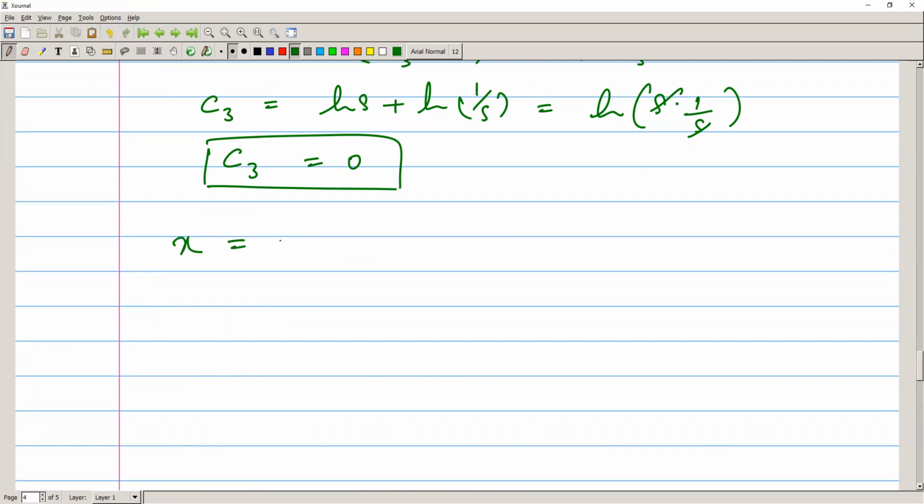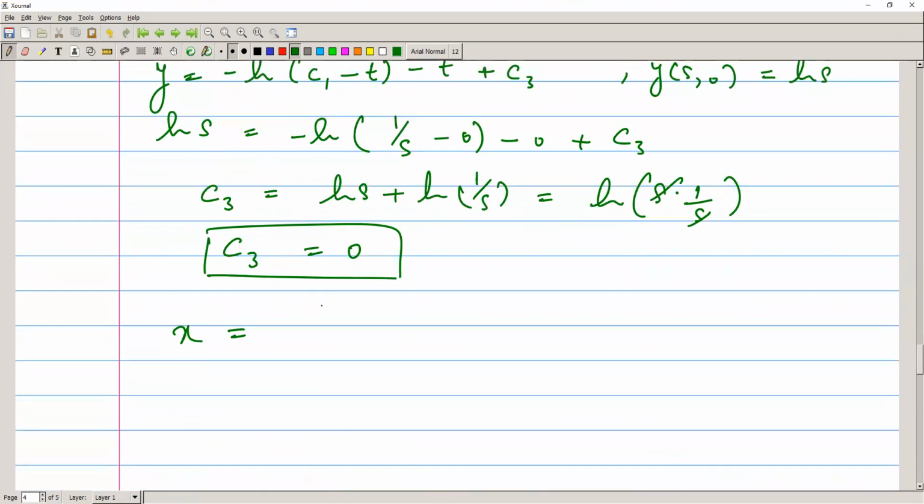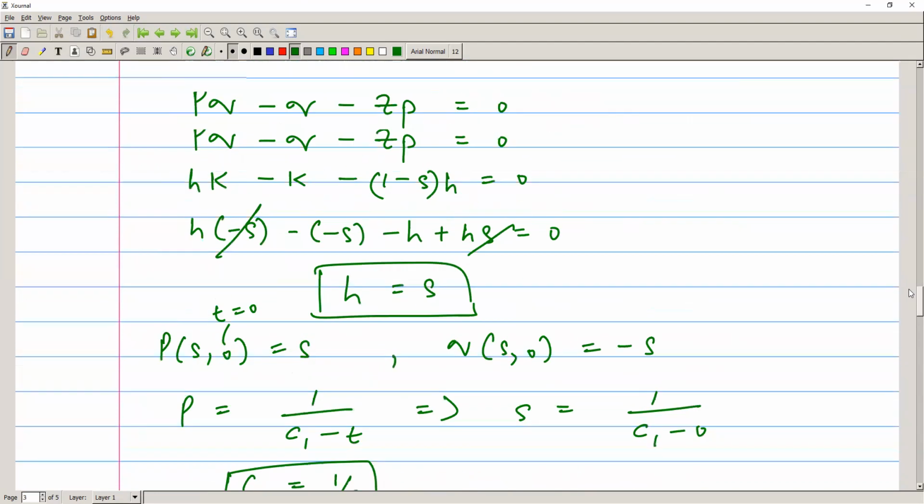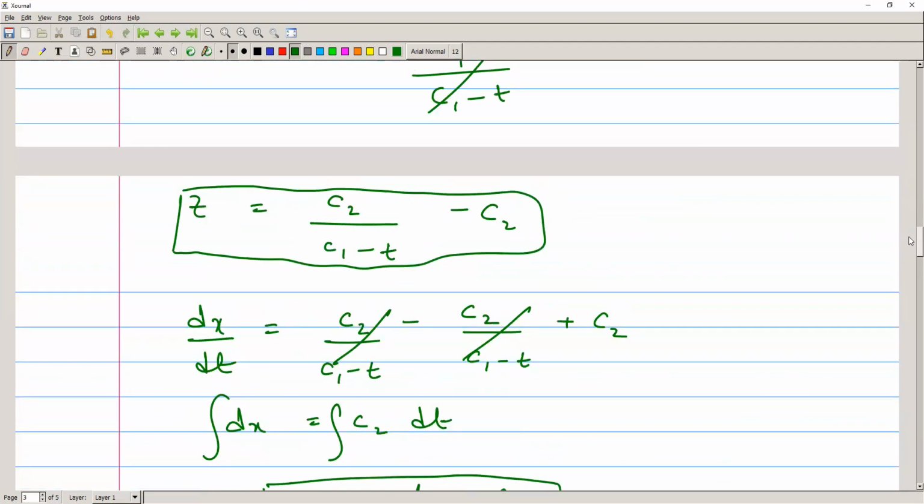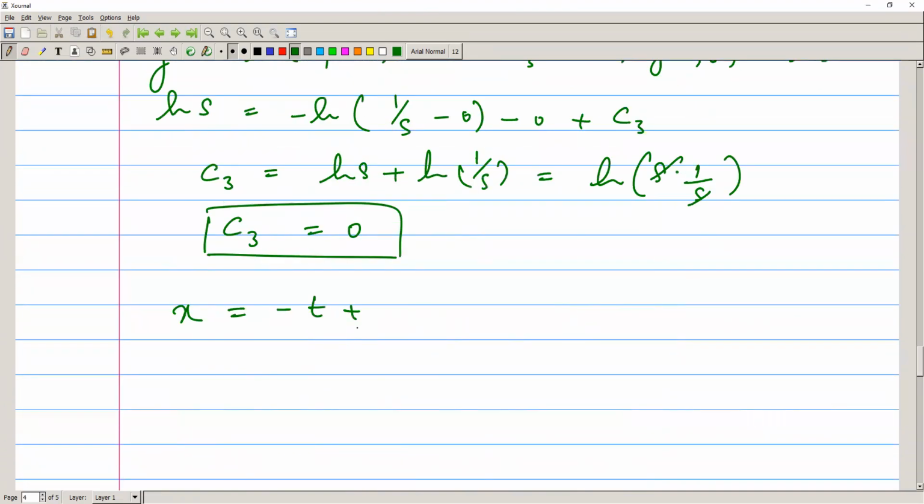So x is equal to c2 t plus c4. So c2 is negative 1, so it will be negative t plus c4, and c4 is 1, so it will be negative t plus 1. We will box this.